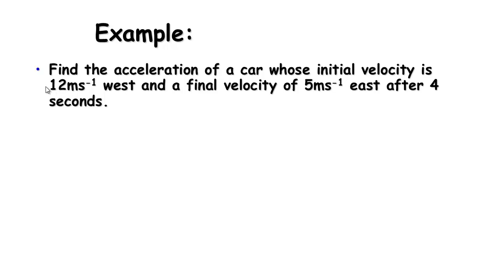So I'm going to write that as negative 12 meters per second east. Now we're all in the same direction. It's a bit easier to deal with. So when I substitute that in, I've got 5 east minus negative 12 east over 4, which gives me an acceleration of 4.25 meters per second squared, and that's in the east direction. I know it's east because my answer has come out positive.